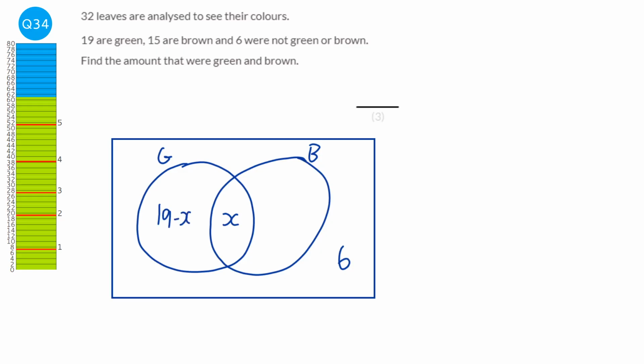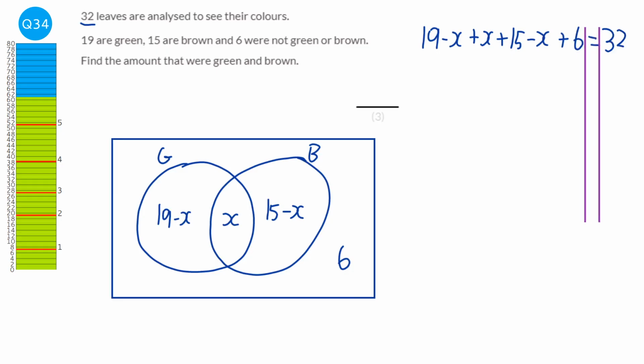And for the brown we can do the same, so it'd be 15 minus X. And for the next step, we know that all of them together add up to 32, because it says in the question. So we're going to add all of these, the 19 minus X, the 15 minus X, and the 6 together, and we know that equals 32.